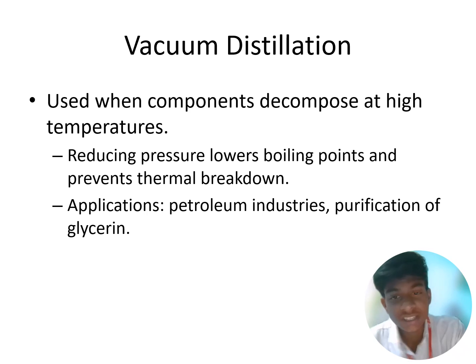Vacuum distillation. Vacuum distillation is used when certain components would decompose if heated to their normal boiling points. By reducing the pressure, the boiling point of the liquid becomes lower, allowing distillation at a safer temperature. This technique is commonly used in the petroleum industry and for the purification of glycerin.